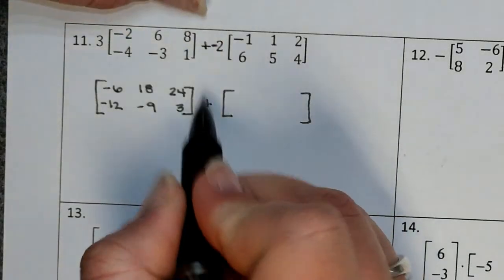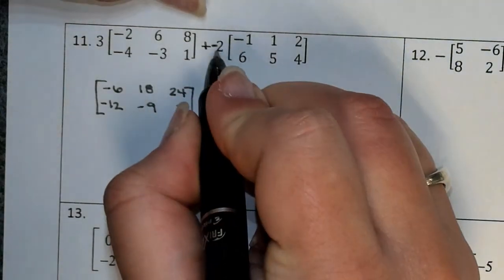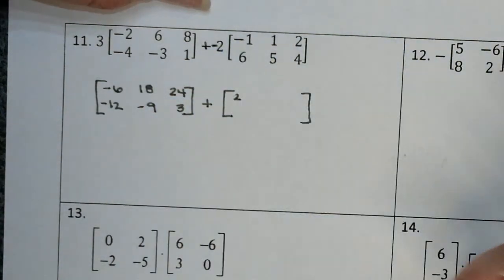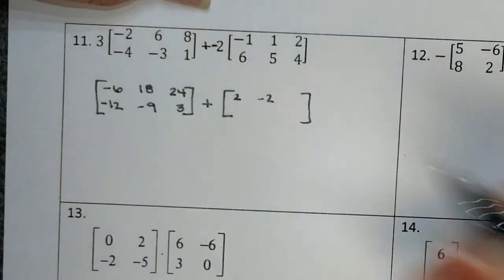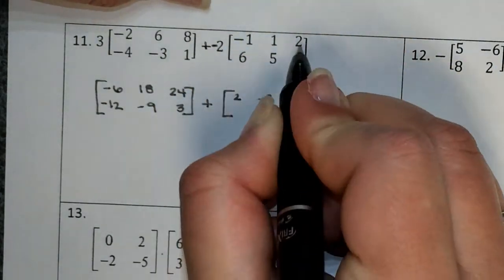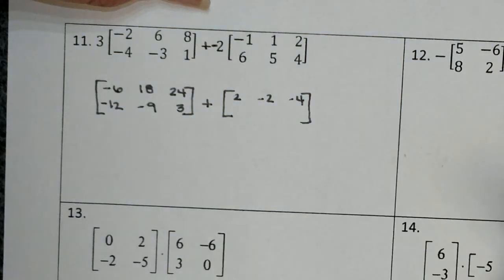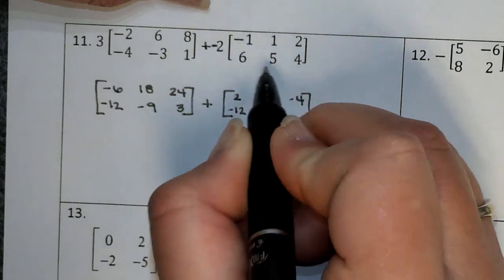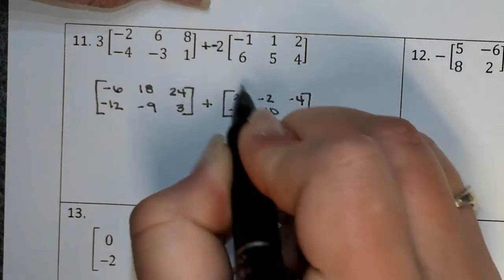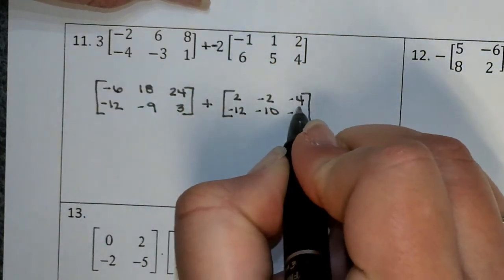Okay. Plus, we're going to distribute that negative 2. So negative 2 times negative 1 is a positive 2. Negative 2 times 1, negative 2. Negative 2 times 2 is negative 4. Negative 2 times 6 is negative 12. Negative 2 times 5 is negative 10. Negative 2 times 4 is negative 8.